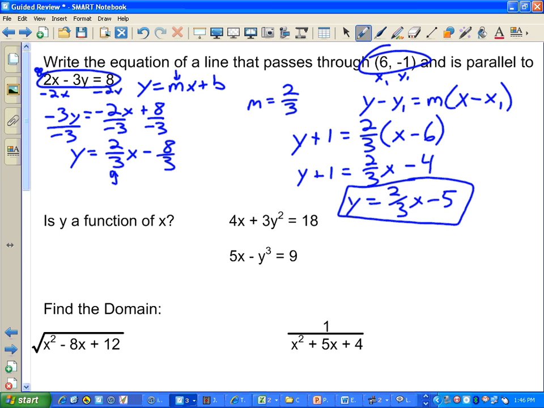Is y a function of x? The thing we're looking at is, if I solve for y, am I going to be in a situation where my input is going to give me more than one output? So let's take this first one here. If I solve that first one for y, I would subtract the 4x over. So that's 3y squared equals -4x plus 18. I would divide by the 3. So y squared equals -4/3 x plus 6. And then I would square root. So I have to square root both sides. And remember, anytime we square root, I have to put a plus or minus.